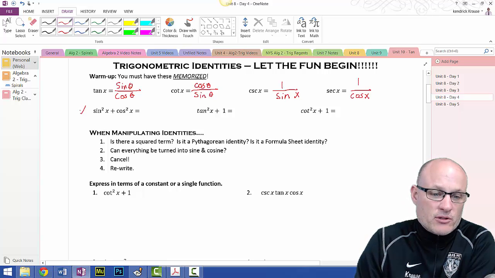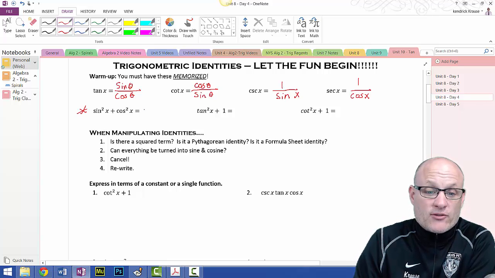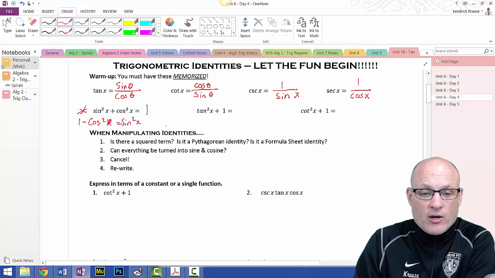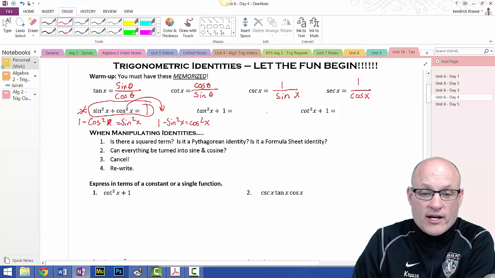Here's one of the big ones right here. Sine squared x plus cosine squared x equals 1. And because you know that, you also know that 1 minus cosine squared x is equal to sine squared x, and 1 minus sine squared x is equal to cosine squared x. You know those just based on this one, right? We just move the cosine over or move the sine over.